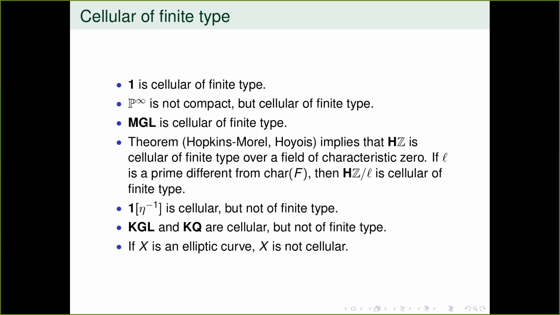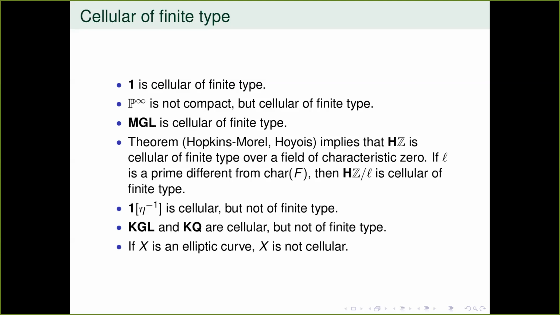For example, you can pass to mod L coefficients. If L is not the characteristic, then this will be cellular of finite type. And this will suffice for the computations away from the characteristic.